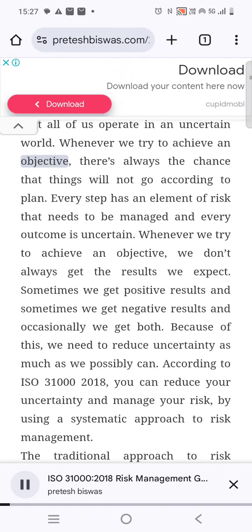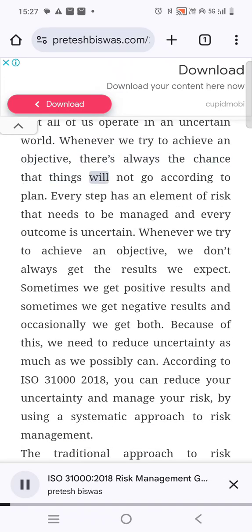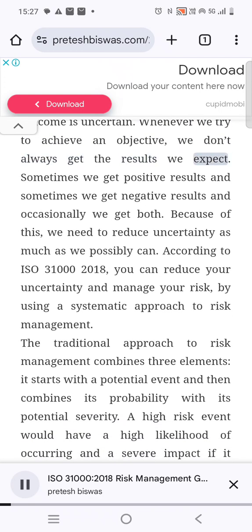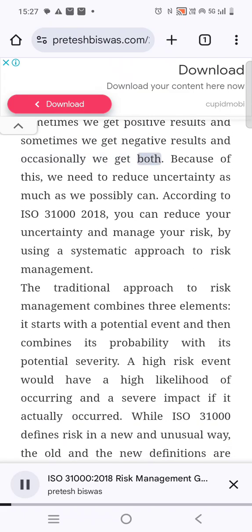Whenever we try to achieve an objective, there's always the chance that things will not go according to plan. Every step has an element of risk that needs to be managed, and every outcome is uncertain. Whenever we try to achieve an objective, we don't always get the results we expect. Sometimes we get positive results and sometimes we get negative results, and occasionally we get both. Because of this, we need to reduce uncertainty as much as we possibly can.